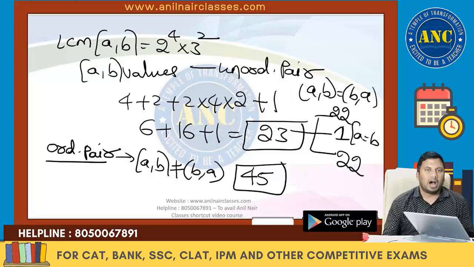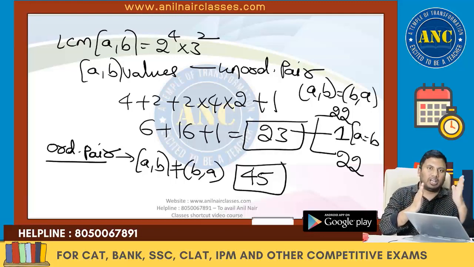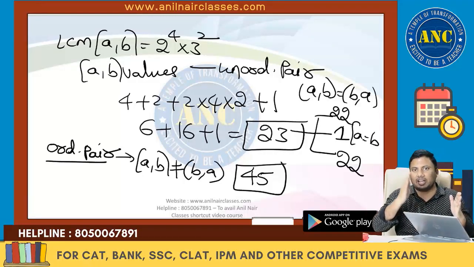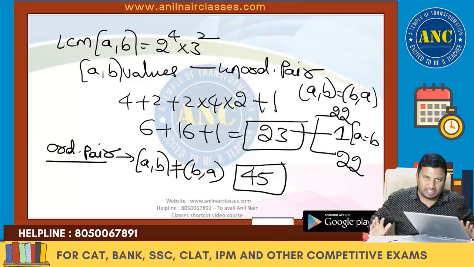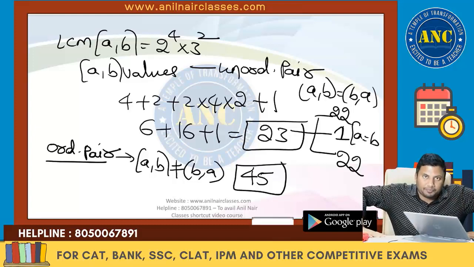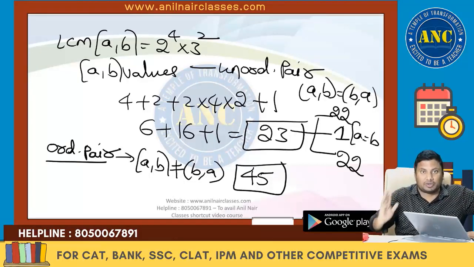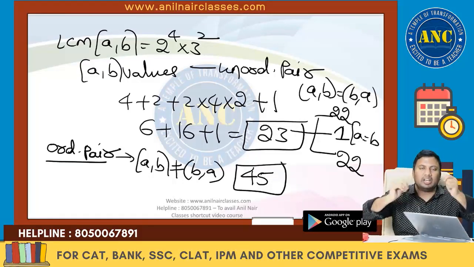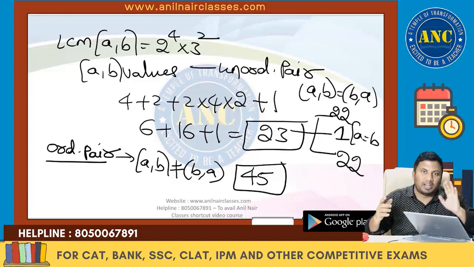Ordered pair we did, and unordered pair also we did. What are the concepts that we discussed in today's class? If n is a non-perfect square, less than root n if there are x factors, greater than root n also there will be x factors, so x plus x is 2x. Second concept, if n is a perfect square, less than root n x, greater than root n x, and root n is a factor too, so 2x plus 1 factors.